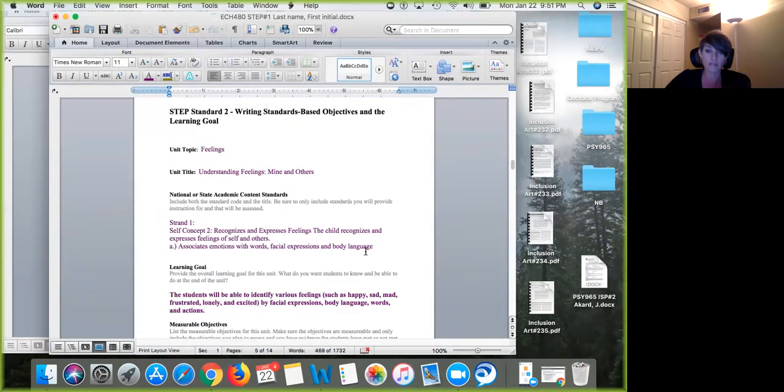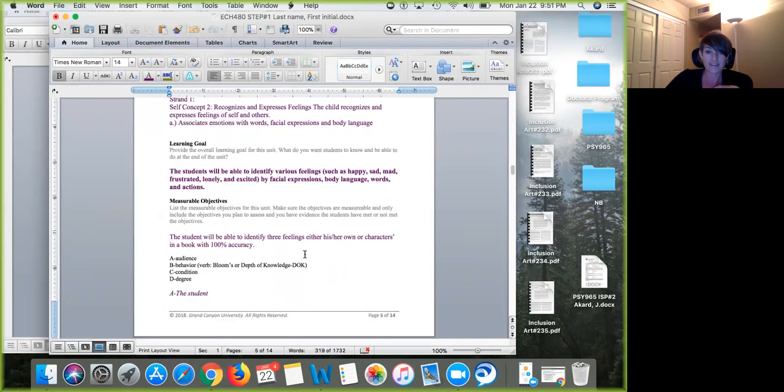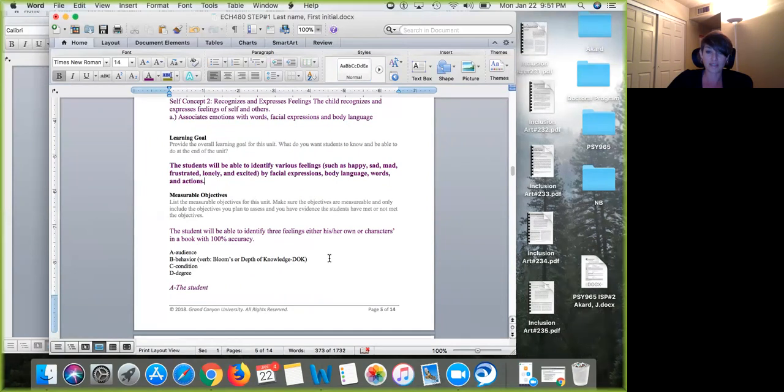Because if you have all of these in here, I'm assuming that you're going to be looking at all of those. So my big learning goal for students is to identify various feelings. I'll be teaching them about happy, sad, mad, frustrated, lonely, and excited. I think those are some of the big ones, and you can correct me if I'm wrong, in preschool that we see. So I just went ahead and wrote that big idea there. And then now we're moving to the measurable objective.